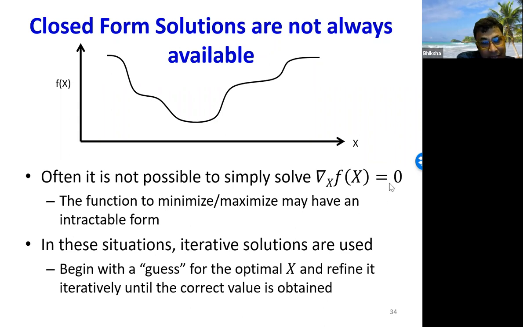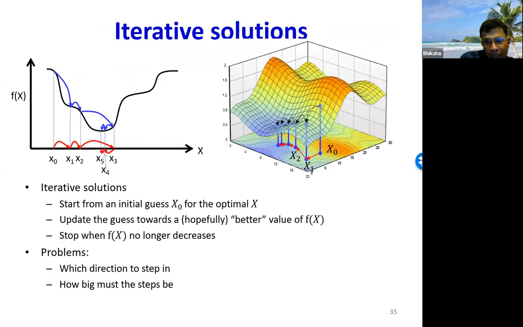Because this gradient may not have a nice closed form, or even if it does, this equation might not have a nice closed solution. In this case, we're going to use an iterative procedure. We will begin with a guess for the optimal x, and then iteratively refine it until the correct value is obtained. So in the iterative procedure, we'll start with an initial guess x0, and then we're going to check if this location is actually a minimum. If it's not a minimum, then we update the estimate to a new location and check again.